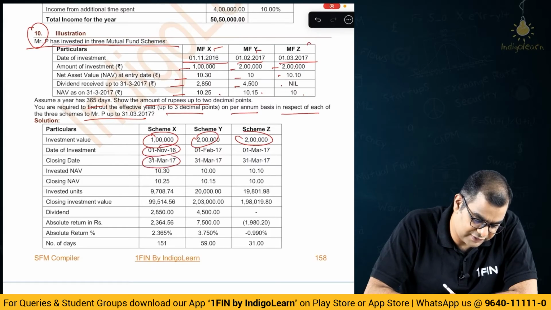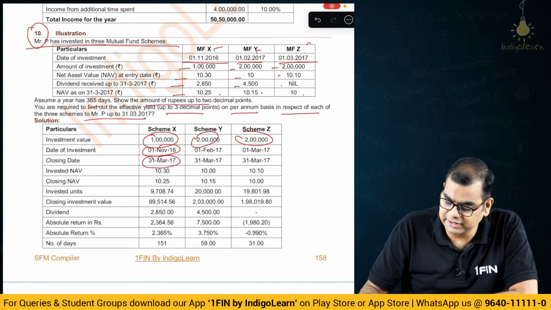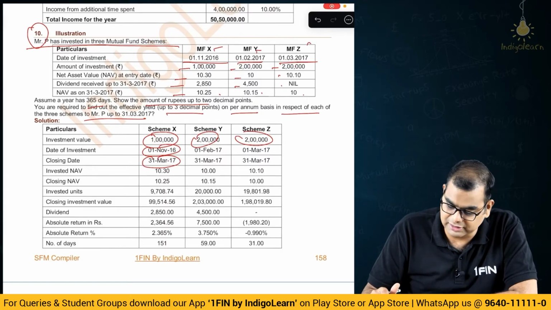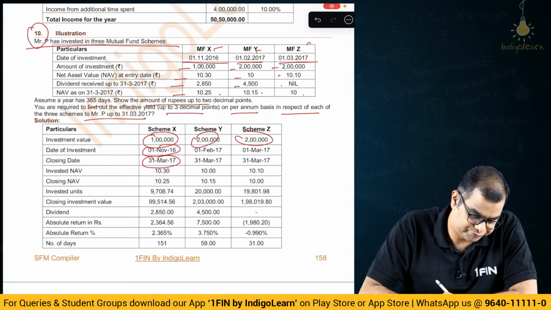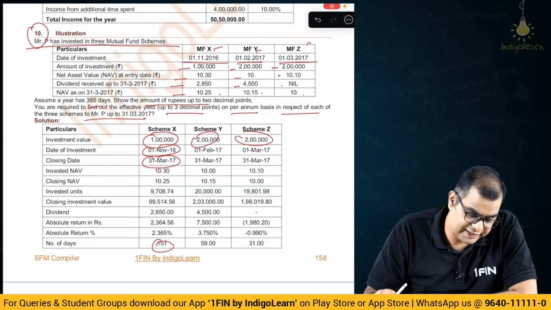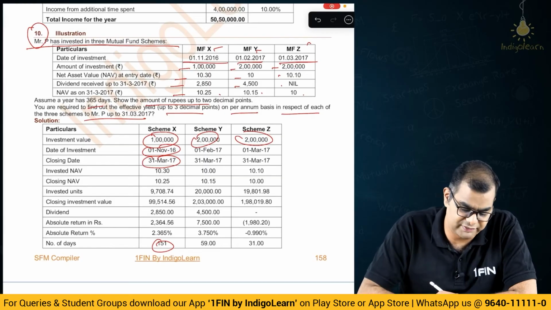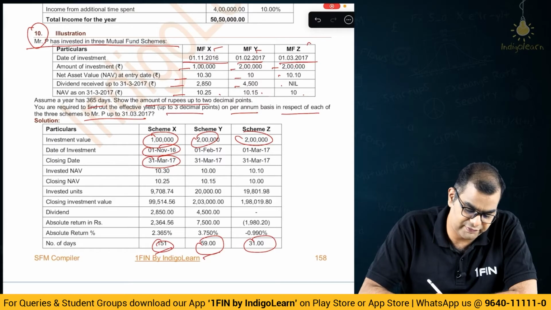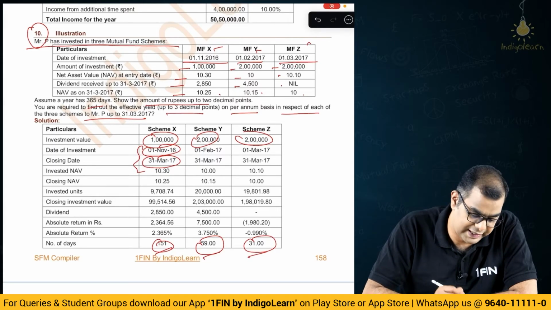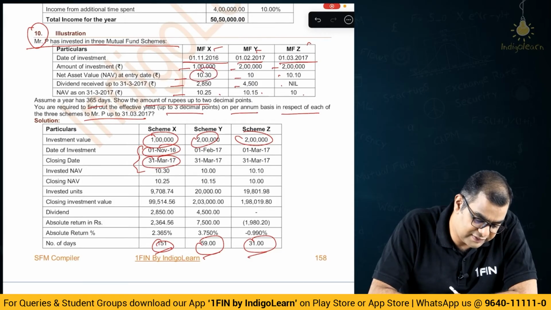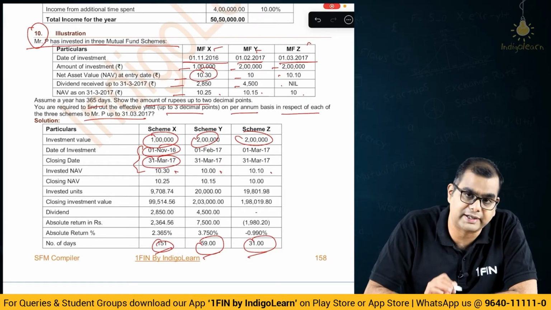So, 1st November to 31st March you have 30 in November plus 31 in December plus 31 in Jan plus 28 in Feb plus 31 in March. So, you basically have 151 days. Same way you compute for the second one. You invested on 1st Feb. It is 28 plus 31, which is 59 days, and the third one is 1st March, so it is 31 days. So, you have invested in each one of them for 151, 59 and 31 days respectively. That is what you are supposed to do when you have the opening date and closing date. Then, the invested NAV, they have clearly given us 10.3, 10 and 10.1. So, you write that down.